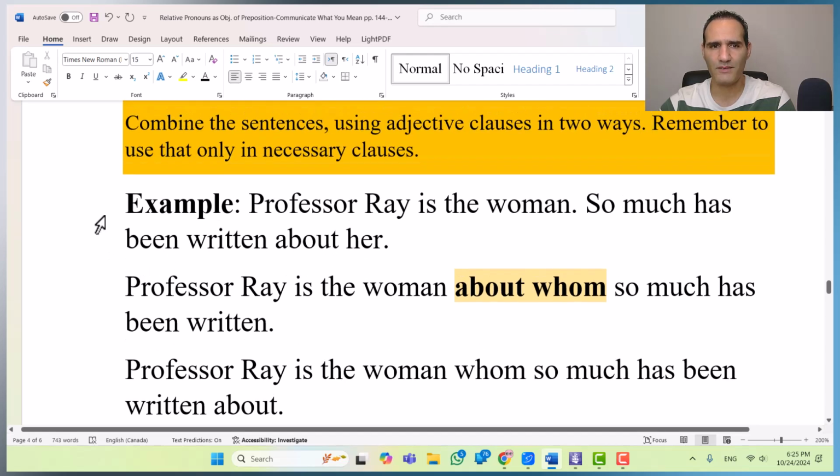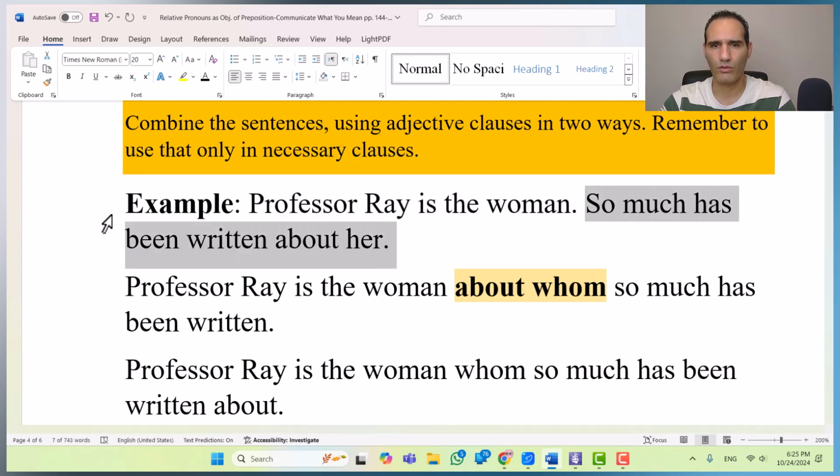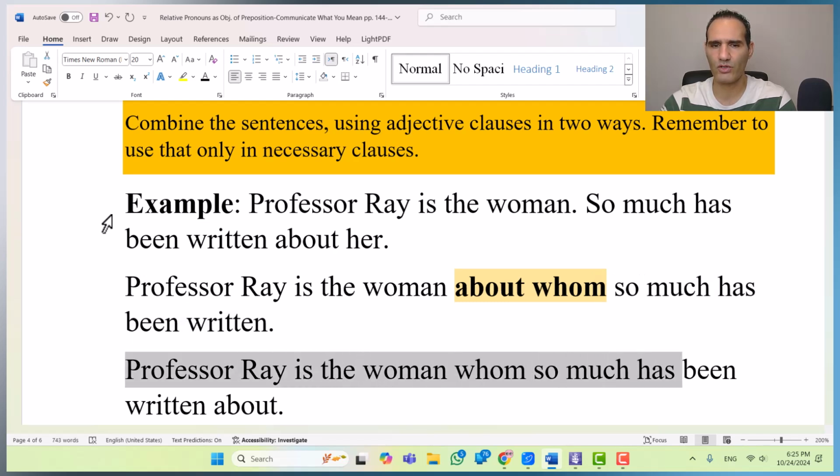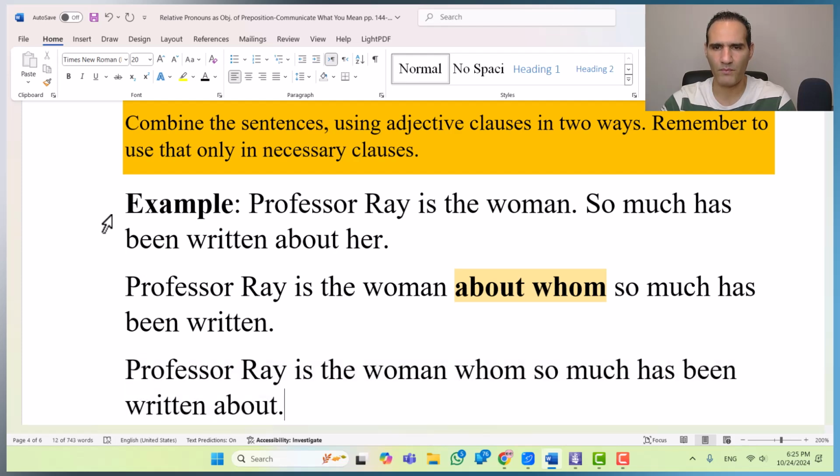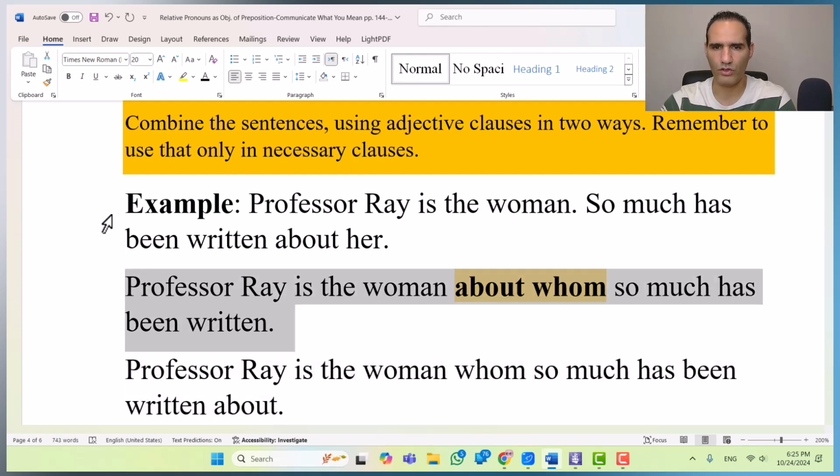The example says, Professor Ray is the woman. So much has been written about her. Write about, preposition. Professor Ray is the woman about whom so much has been written, or Professor Ray is the woman whom so much has been written about. I prefer this one, far more beautiful.